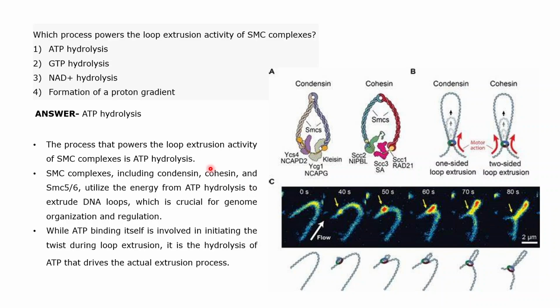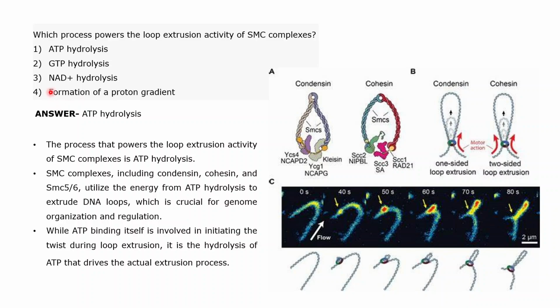So ATP hydrolysis happening within the head region of this SMC complex, that is the structural maintenance of chromosomes complex, actually powers the loop extrusion, or formation of the loop region, because of the motor action taking place within the condensin and cohesin molecule. Okay, so I think that is quite understandable.